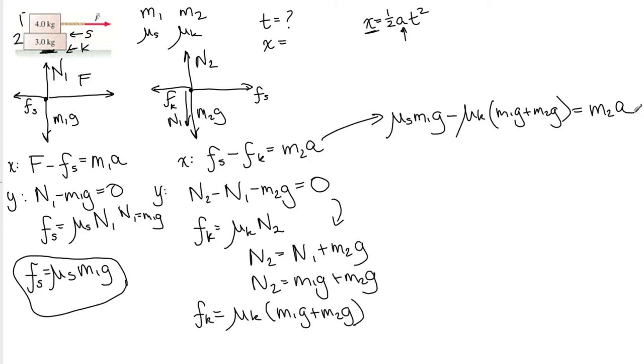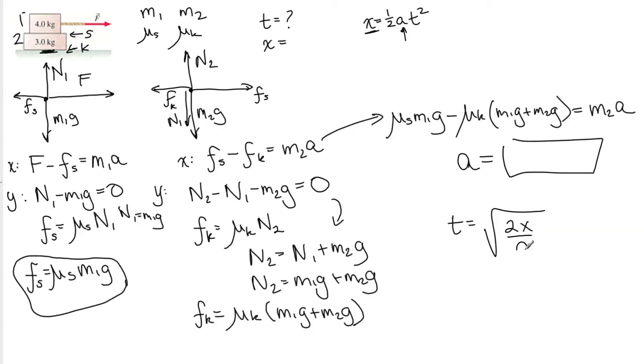Now, this is an equation that has m1 and m2 in it. It has the two coefficients of friction, which we know, and g. So we can solve this for a, and you'll get a number. Then you could just plug that into this equation and find out that the time is equal to the square root of 2x over a. You know what the x is from the problem, and then you can do the calculation.